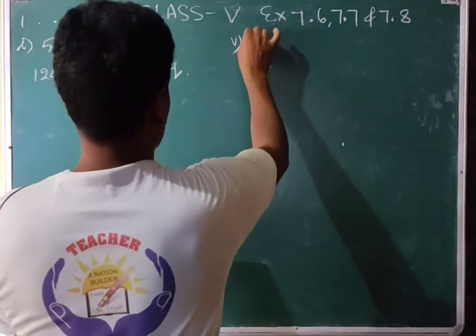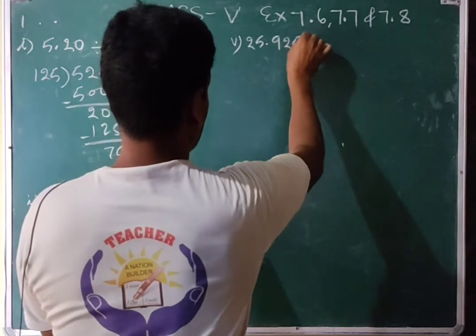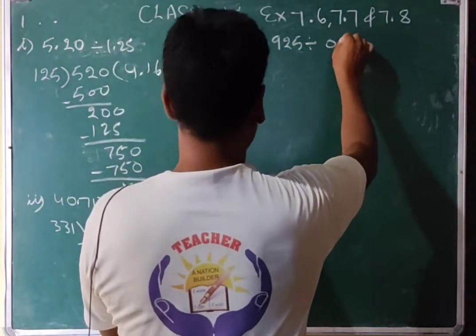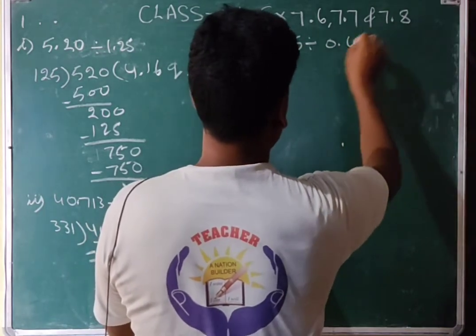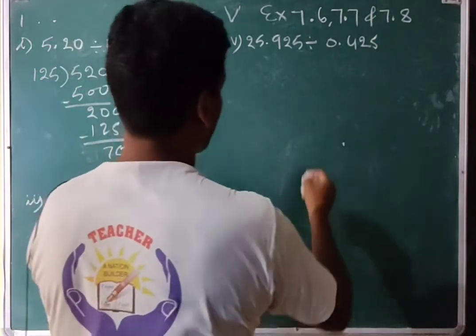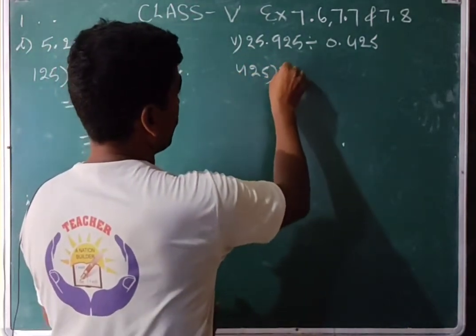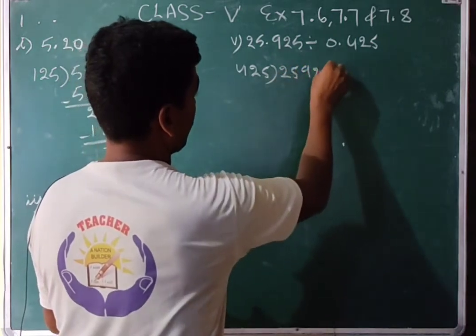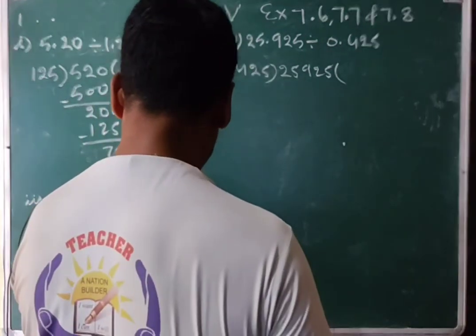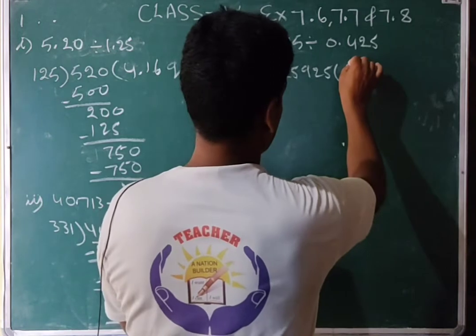The fifth part is 25.925 divided by 0.425. After the decimal 3 digits are here, no problem will be here. We will leave the decimal: 42525, and then how many times will it go? First time, that will be 6 times.